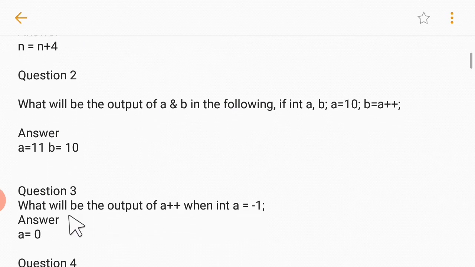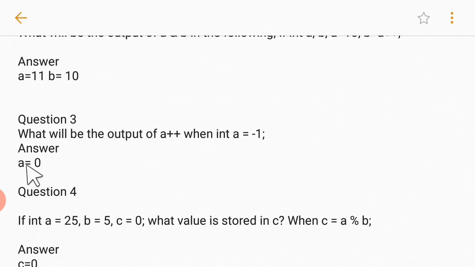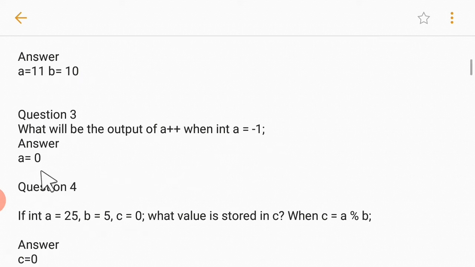Okay. After that students, we have question number 3. What will be the output of A++ when int A = -1? Answer, A = 0. Why? A++ means increase A by 1. So right now A is -1. So -1 + 1 equals 0. So the answer is 0. A will contain 0. Alright.